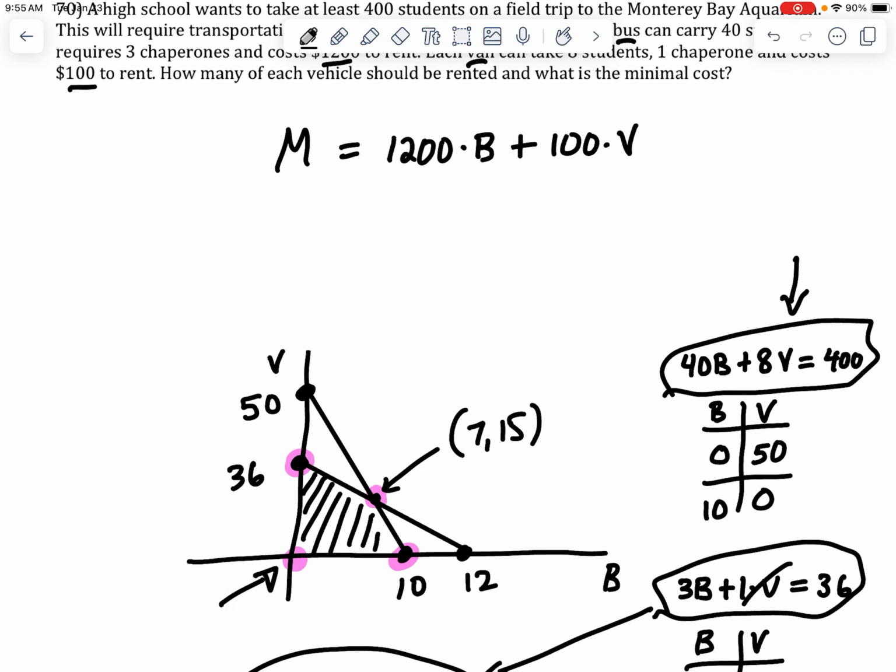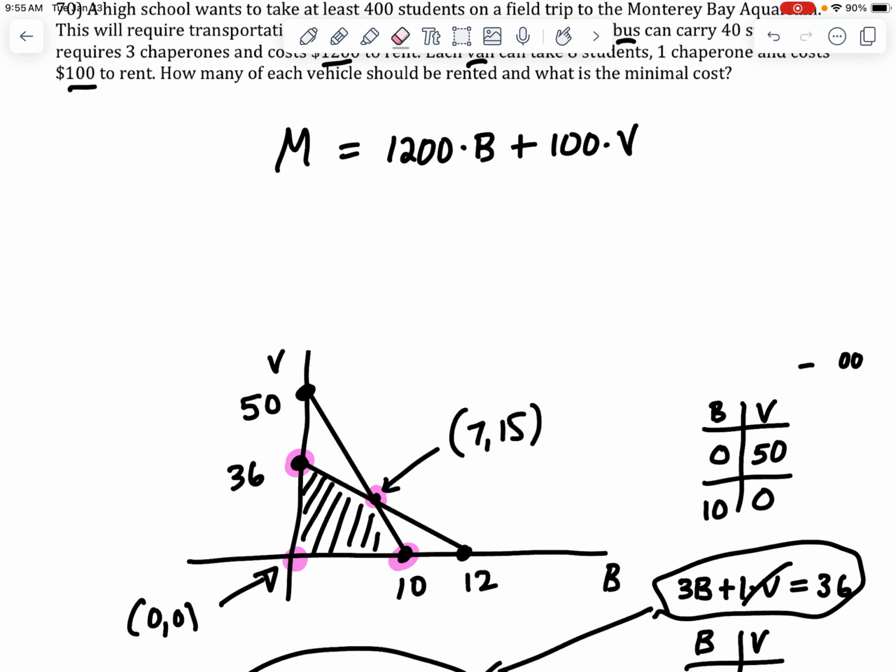Well, this point right here is actually 0, 0, which means they would have 0 buses and 0 vans. So you would save a lot of money that way. But if you don't have any way to get to the aquarium, you don't really have a trip. So it's not going to be 0, 0. So it's basically going to be one of the other 3 points that is the winner.